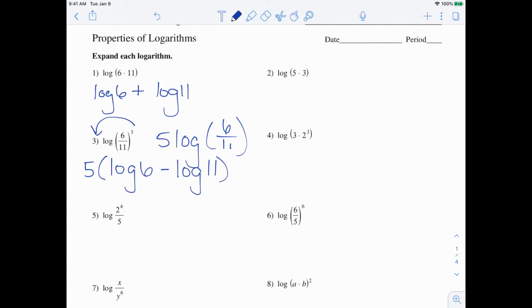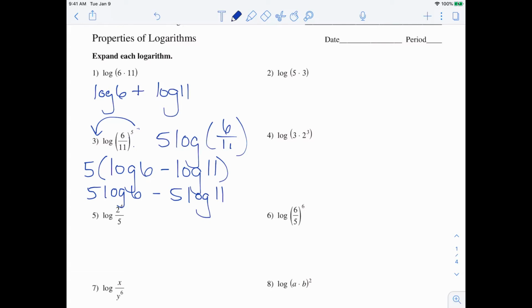I can either leave it like that, or I can distribute that 5 through. So it would be 5 times log of 6 minus 5 times log of 11. And it makes sense that each log gets a coefficient of 5 because the exponent of 5 is raised to both the 6 and the 11 in the original problem.